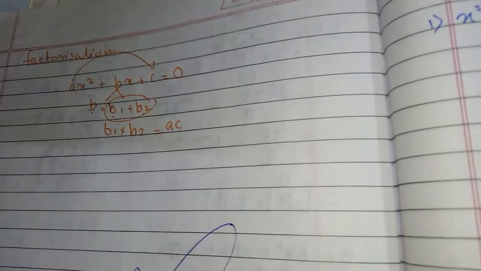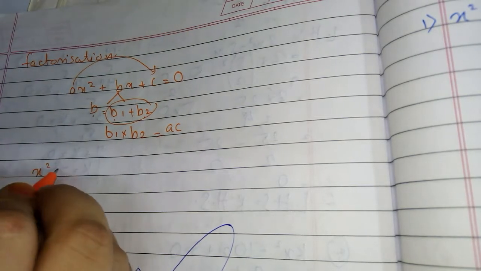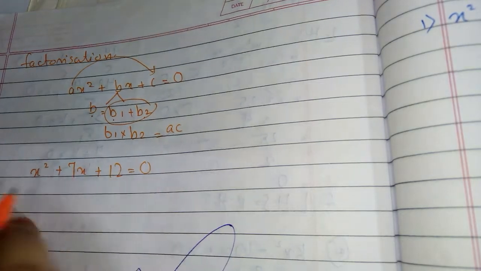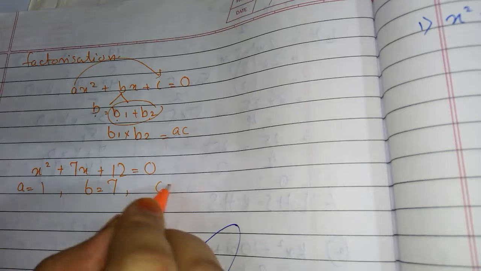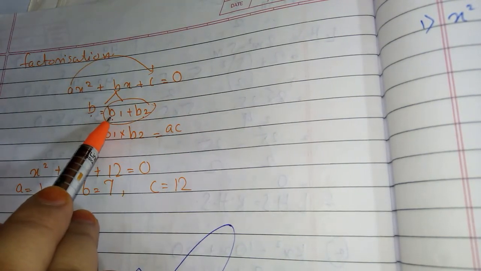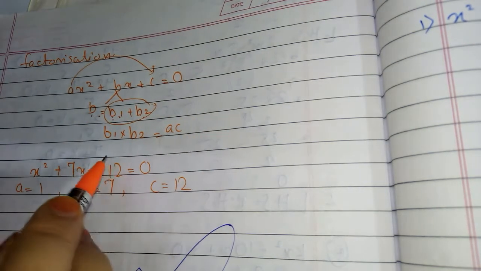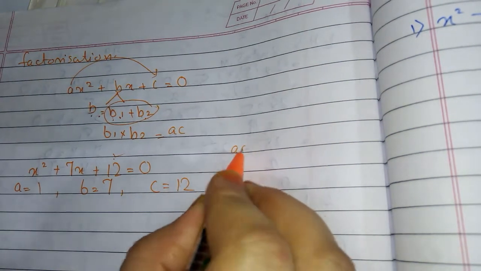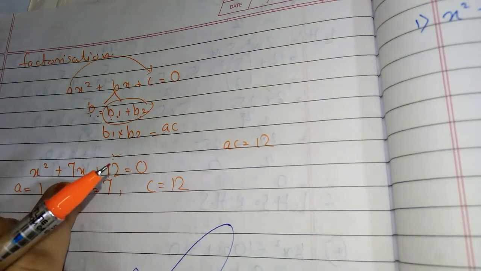Suppose I take one example just to show you how to solve this by factorization. Suppose this is a quadratic equation. Here the a term is 1, the b term is 7 and the c term is 12. The method is splitting the middle term, so b1 plus b2 should be equal to b. Here c is 12 and a is 1, so ac is equal to 12. 12 ones are 12. So we will split 7.